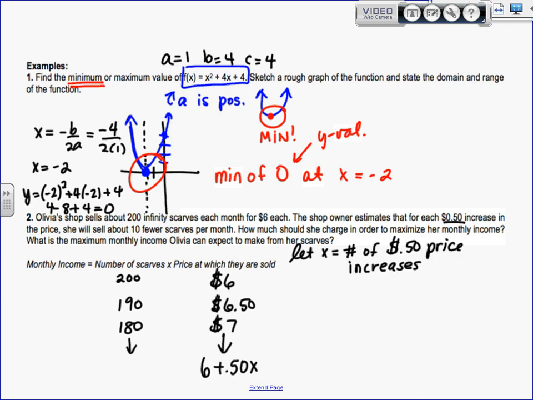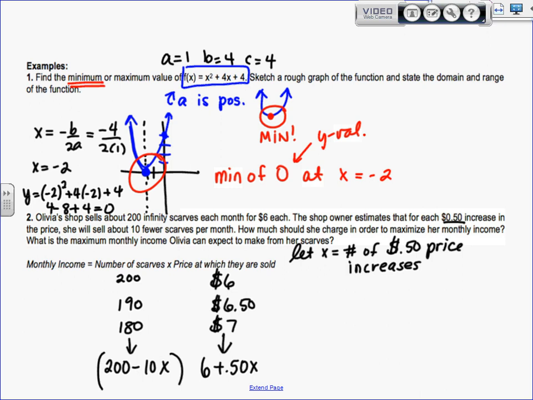Okay, so then if she increases it X number of times, how many scarves is she selling, I guess? Minus 10 what? X. So you have 200 originally, but you're subtracting out 10 for every price increase. So minus 10X. So like I said, if she sold her scarves for $8.50, right, 5 price increases, she would have lost 50 scarves. So she'd have 150. Do you guys understand where this is coming from?